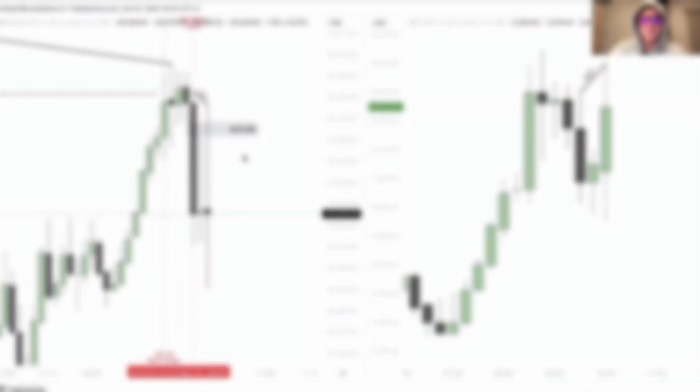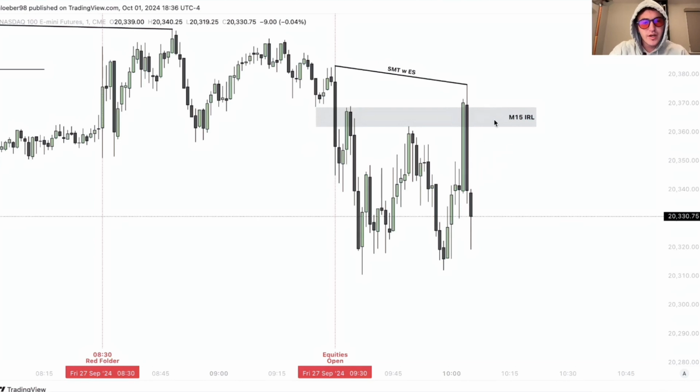So let's do that now. Here's the reaction. Price trading into that 15-minute fair value gap. So what did we do from the 4-hour to the M15? What are we looking for? We're looking for a sweep of liquidity. We're looking for a tag of an internal range liquidity pool and SMT divergence. We have all 3 of those there.